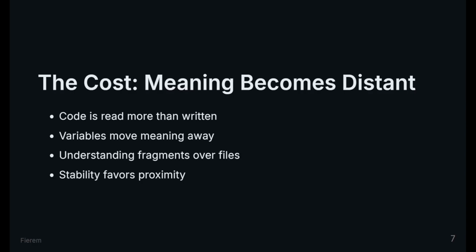Terraform code is read more often than it is changed. Variables move meaning away from where it matters. They split understanding across files, across layers, across time. When the value is stable, proximity matters more than flexibility.